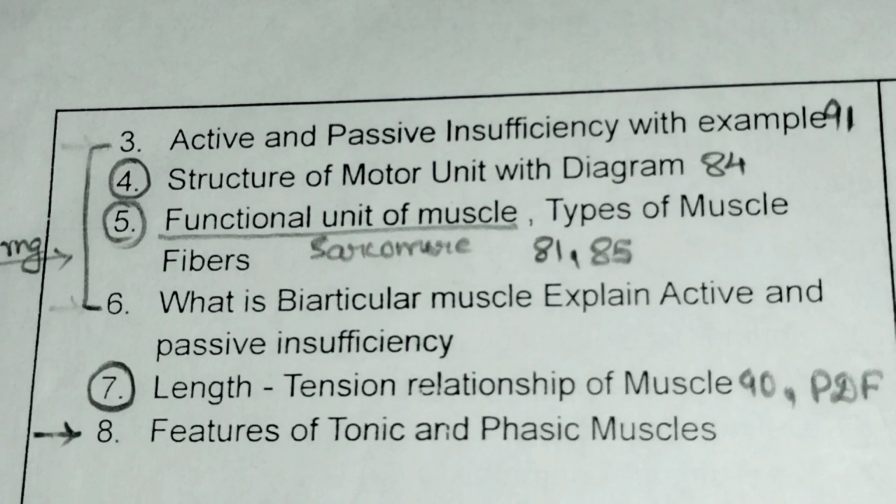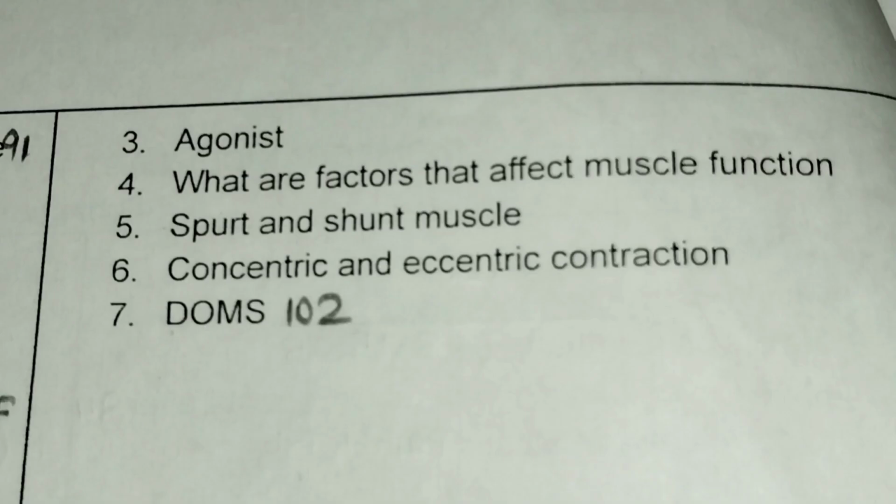Seventh one, length tension relationship of muscle. Eighth one, features of tonic and phasic muscles. This was all about the 5 or 10 mark questions. Let's continue with the 3 marks questions again. The third question is agonist. Fourth one, what are the factors that affect the muscle function?